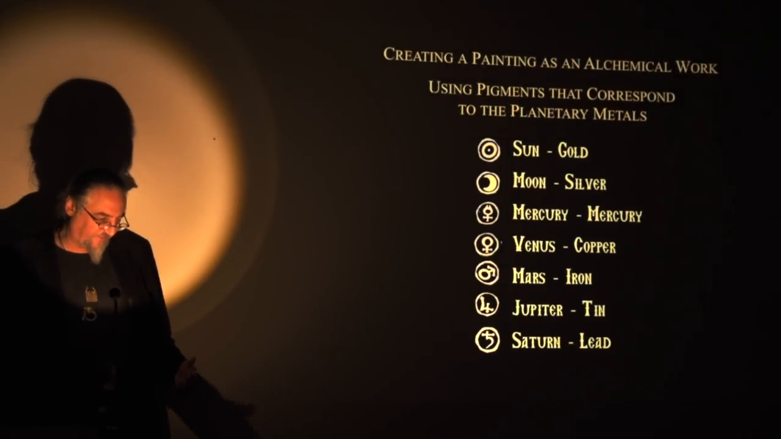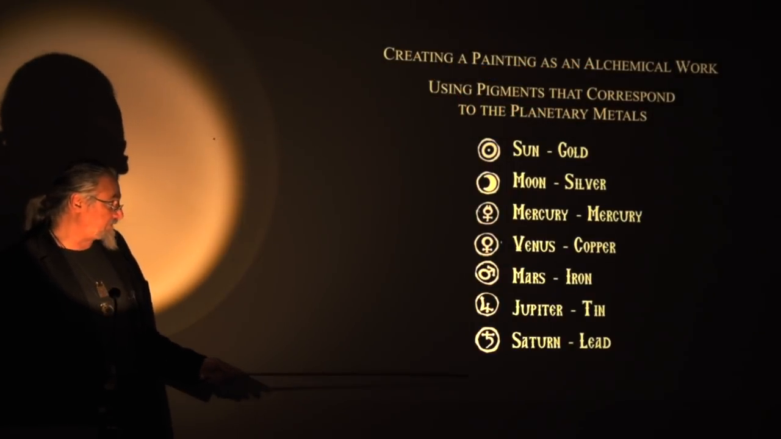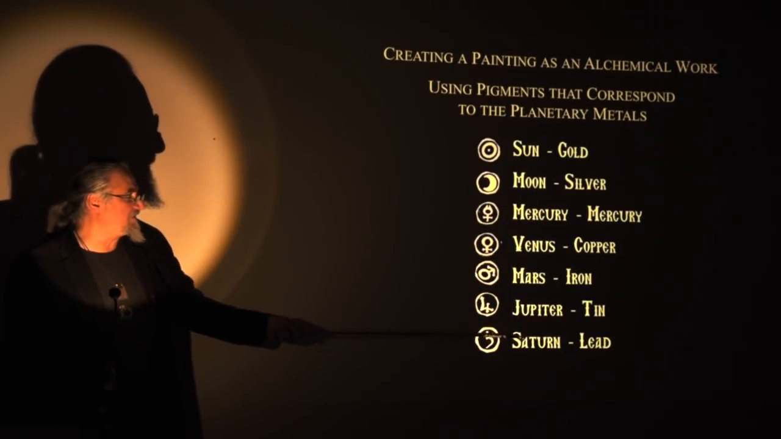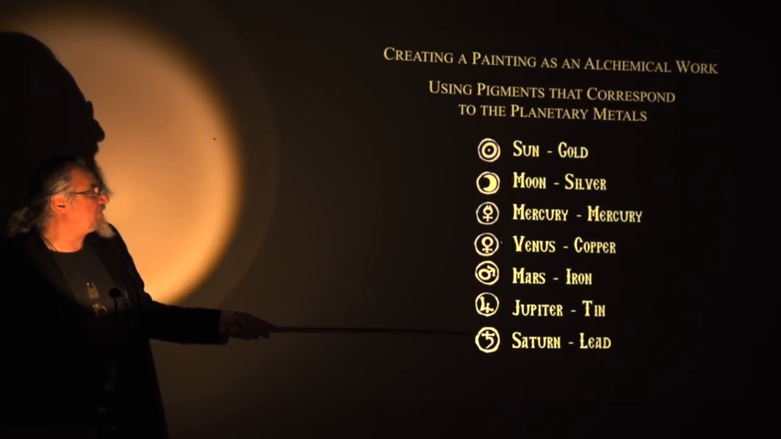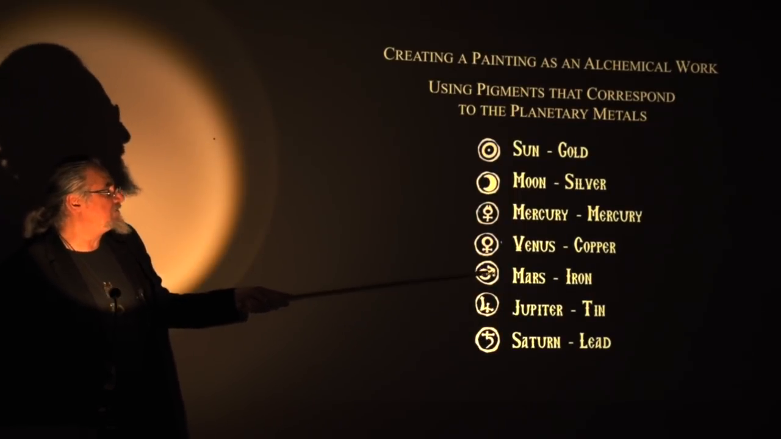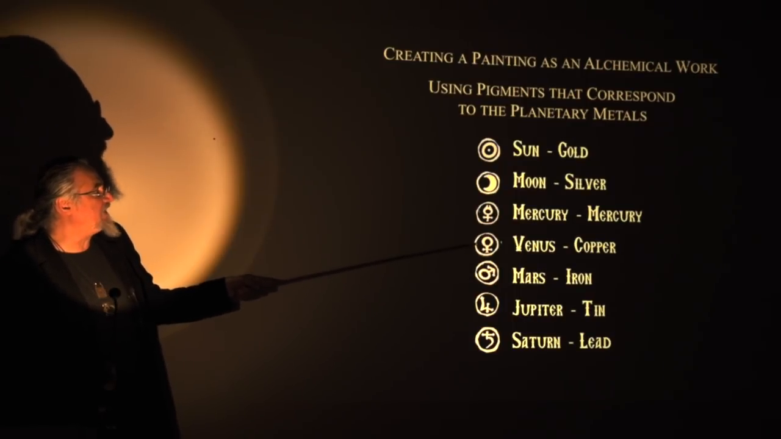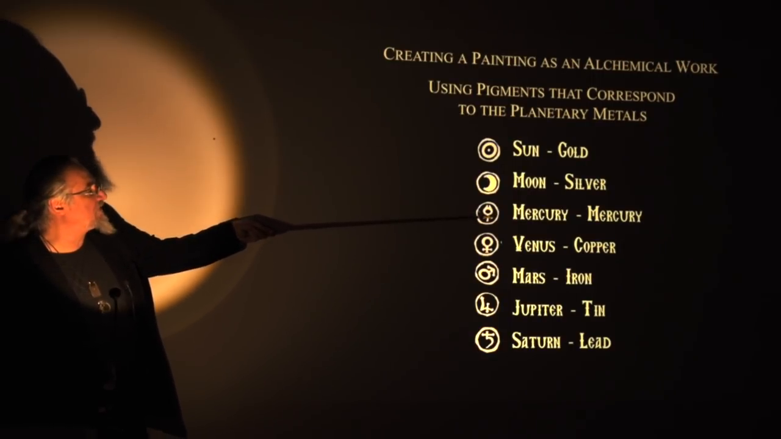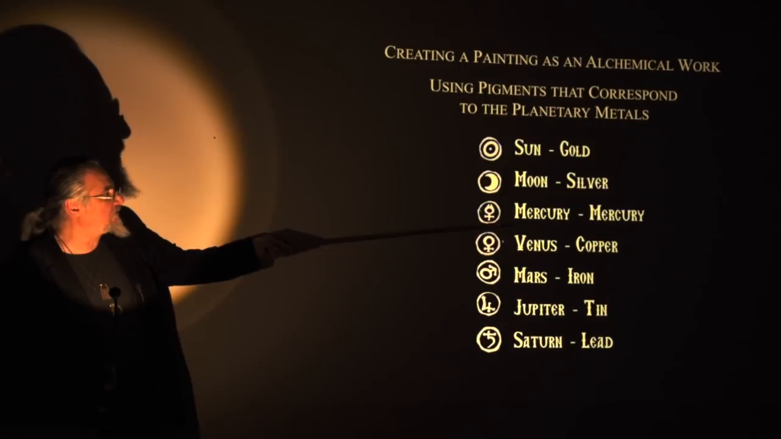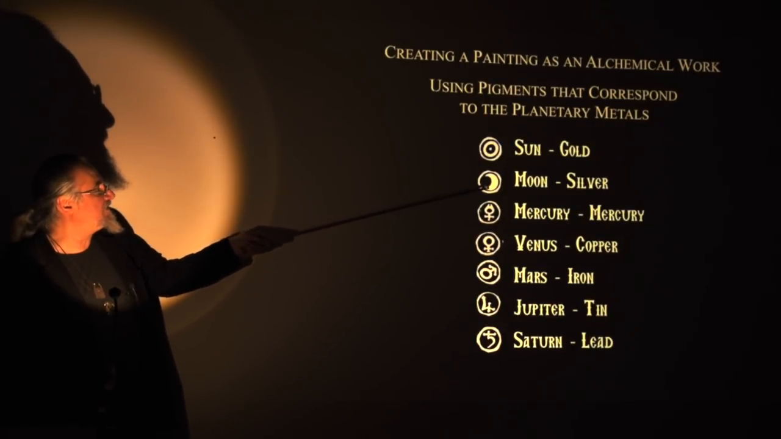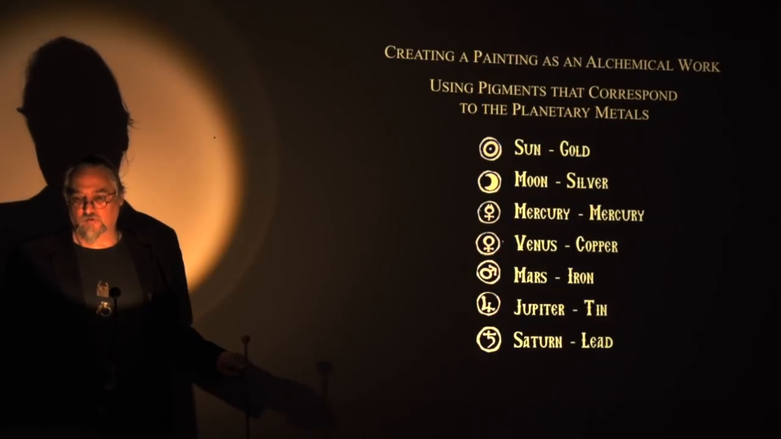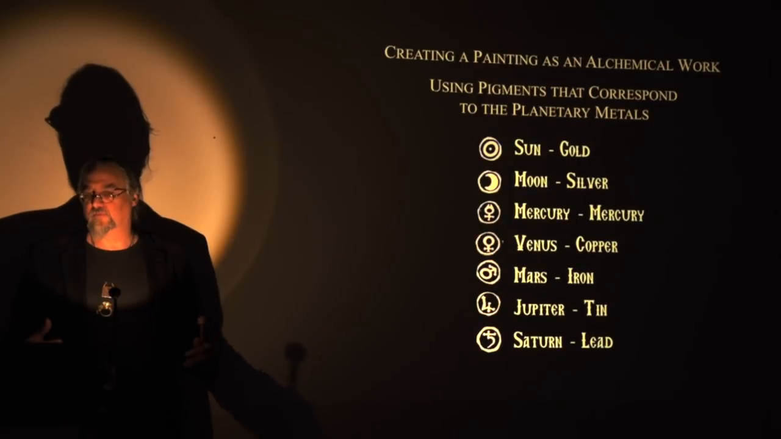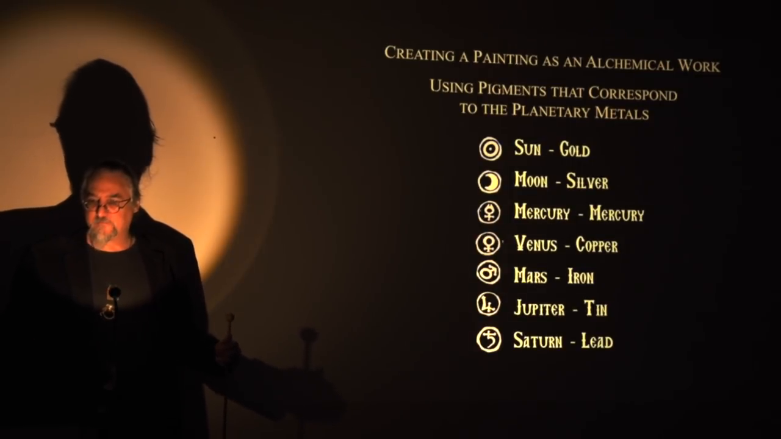What are the planetary metals? Just to review them. At the bottom, Saturn, then being related to the basest of all metals, lead. And then moving up, Jupiter being related to tin, Mars related to iron, and Venus related to copper. Then we move towards the more noble metals, Mercury being related to the metal mercury, and the moon being related to silver, the sun being related to gold. So let us imagine how to create a painting that incorporates all of these planetary metals.